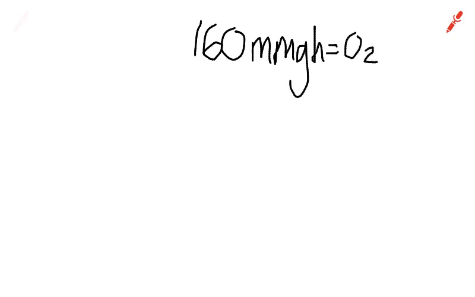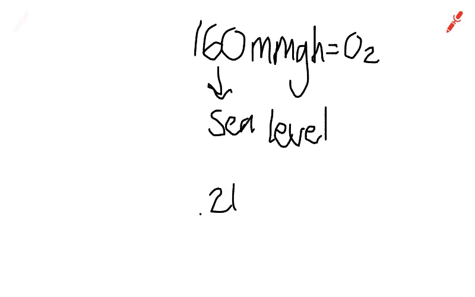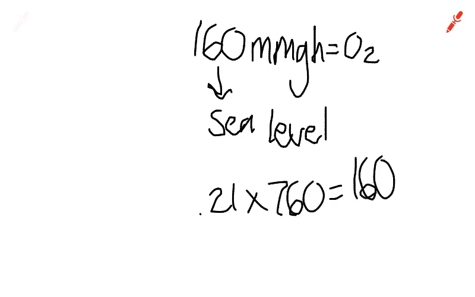So the partial pressure of oxygen at sea level is 160 millimeters of mercury. And how you get this is 0.21, the percent in decimal form, times 760 millimeters of mercury. That's 160 millimeters of mercury. That's the partial pressure. 760 is the sea level barometric pressure.